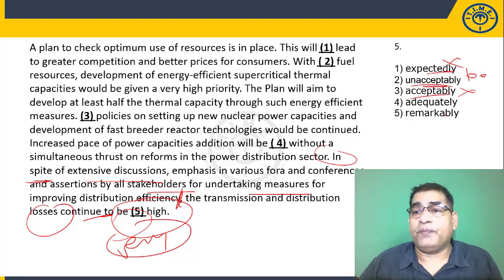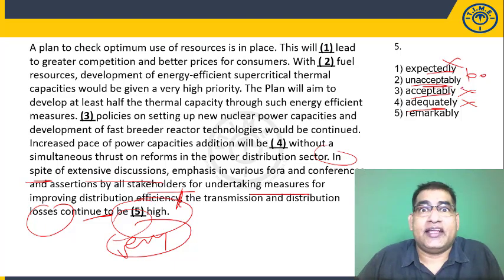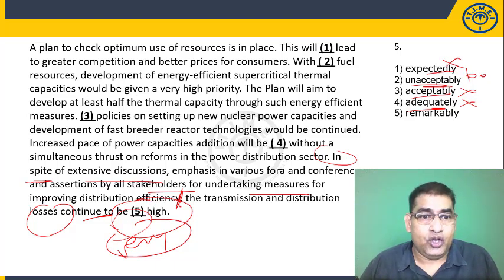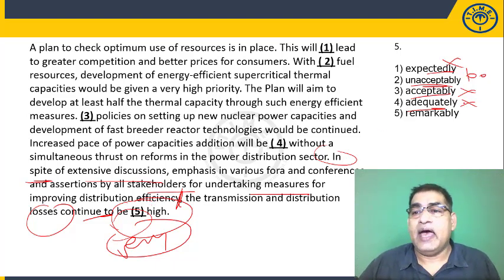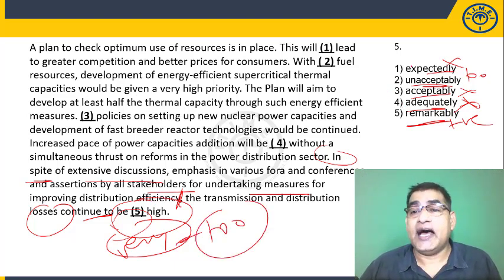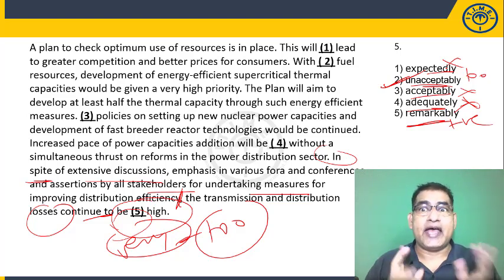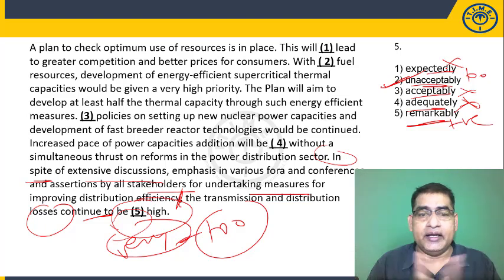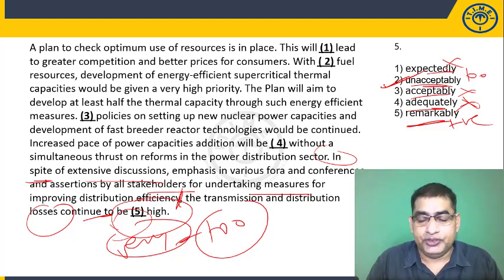Acceptably, positive word, wrong. Adequately, again wrong. You see, positive words. Acceptably high means it's like I'm happy with the highness. But the obvious intention of the author is to say that the losses are too high. Not a happy situation. Adequately high, again happy. Remarkably high, again positive. So the only word which is sufficiently negative and means very or too is unacceptably. Which means for the fifth question, the correct answer has to be 2, and that is how this is done.